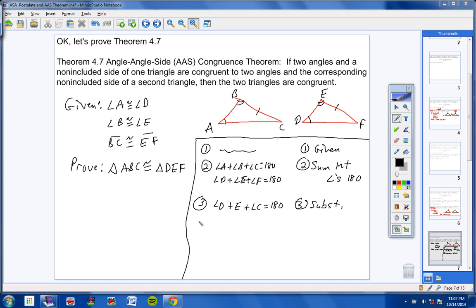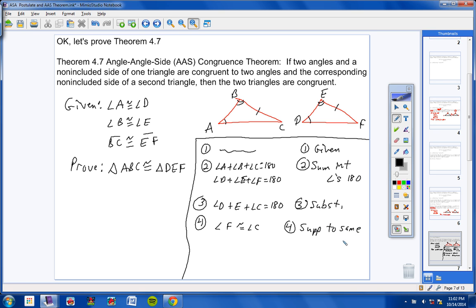Okay, students, now I'm going to go ahead and probably cheat a little bit on this proof just to save time and to make it a little easier for you guys. I'm going to go ahead and state that angle F is congruent to angle C, and my reason is going to be they're supplementary to the same angles.